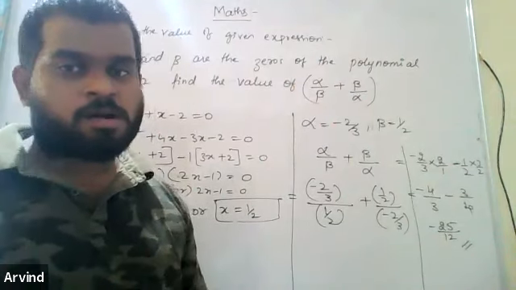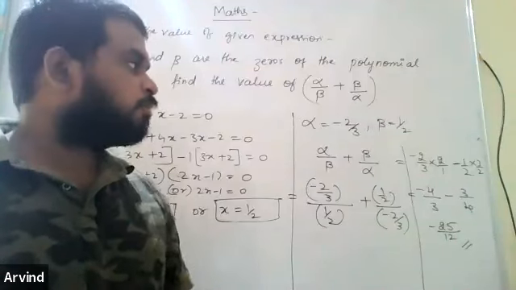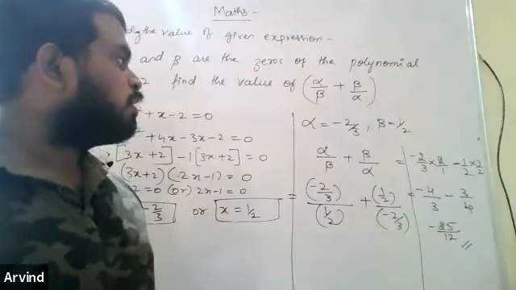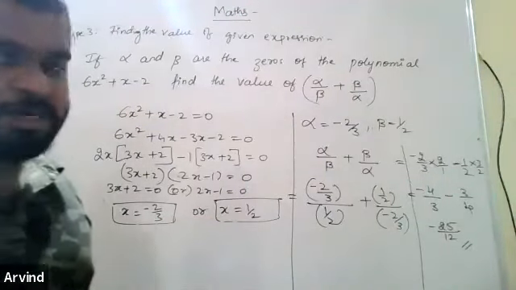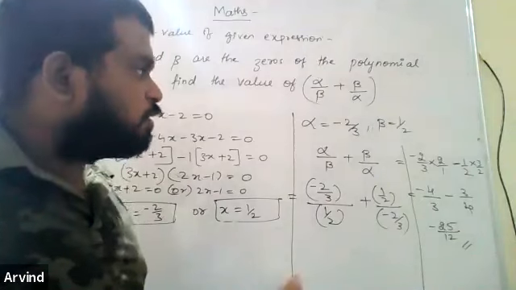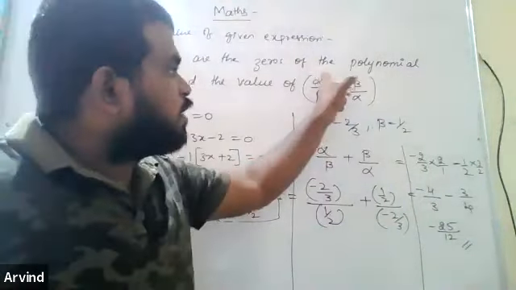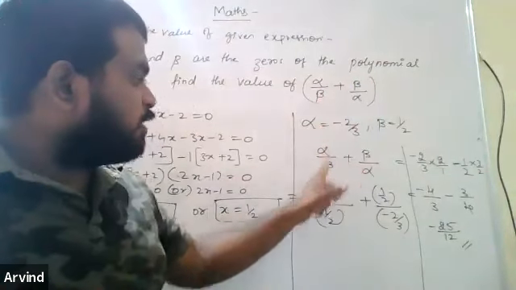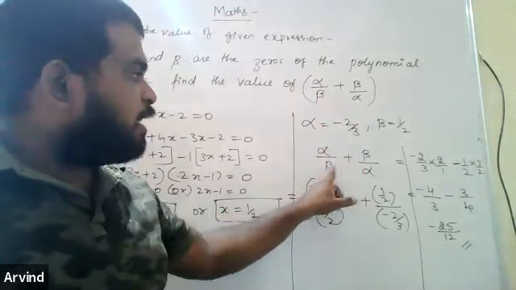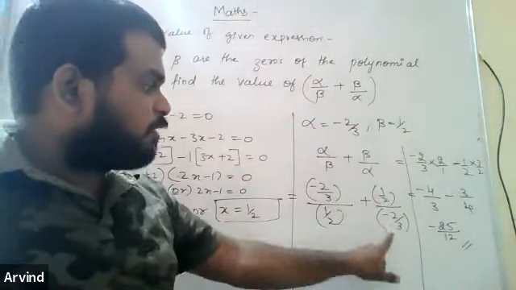Sir, can you explain again? From where, the entire problem? No, sir, from that alpha plus beta. Okay, okay. You got to know, right? One of the things we take as alpha, another one we take as beta. So we have to find the value of this same question. I have written it: alpha is -2/3, beta is 1/2. I have substituted: plus beta is 1/2, alpha is -2/3.